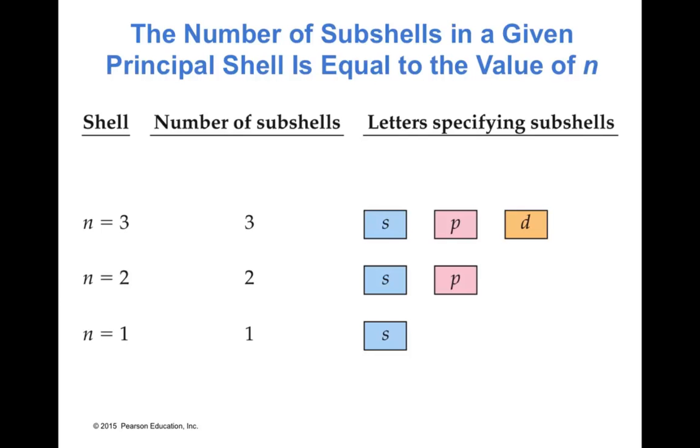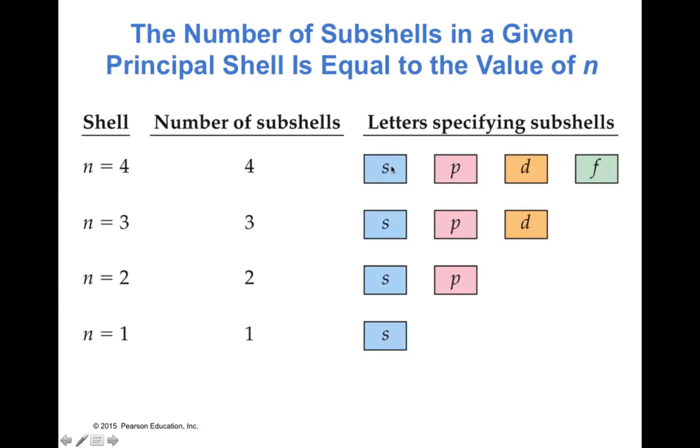So what if we are in shell number 4, with a principal quantum number of 4? How many subshells will we have? Also 4. It will be s, p, d, and f. And it's the same way here. We will never see a 3f because we just have three subshells, the s, p, d, for the principal quantum number of 3.